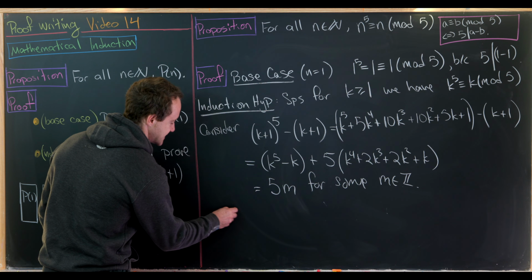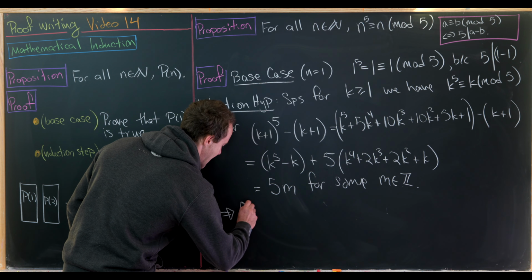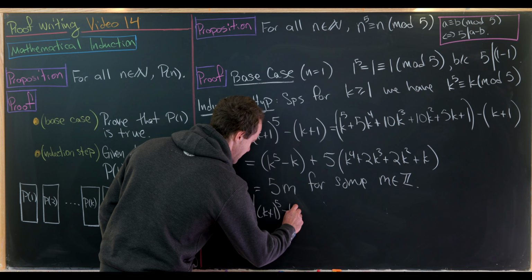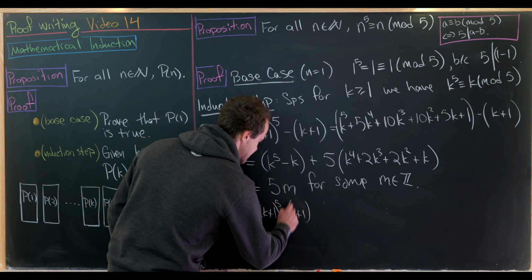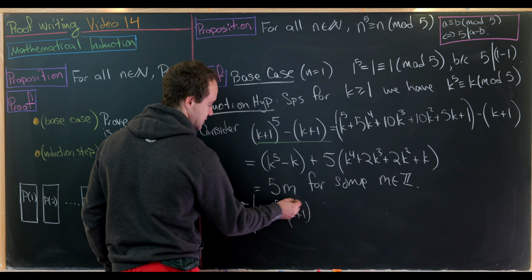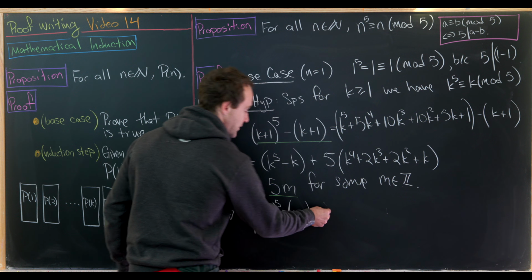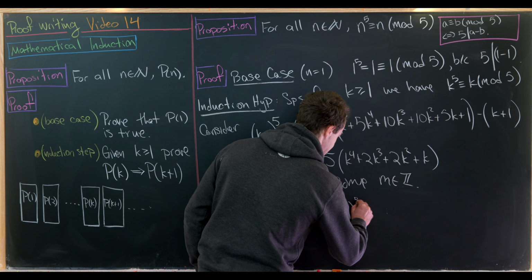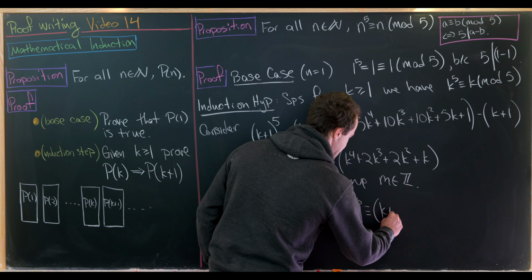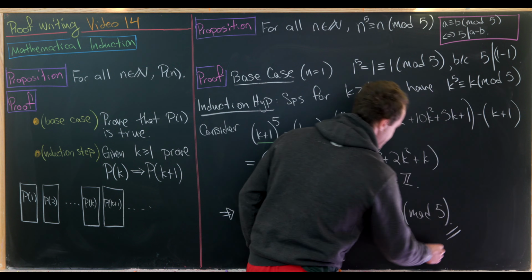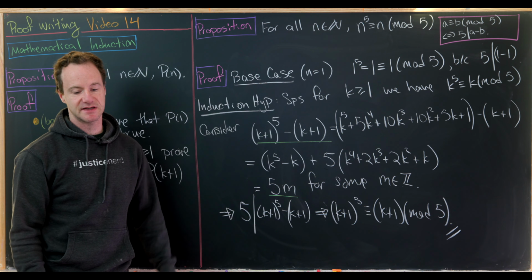Okay, but now putting this together, we see that 5 divides (k+1)^5 minus (k+1). Just reading this from the extreme left to right-hand side. But that's exactly the same thing as saying (k+1)^5 is congruent to k+1 modulo 5. But that's exactly where we wanted to end this thing up.